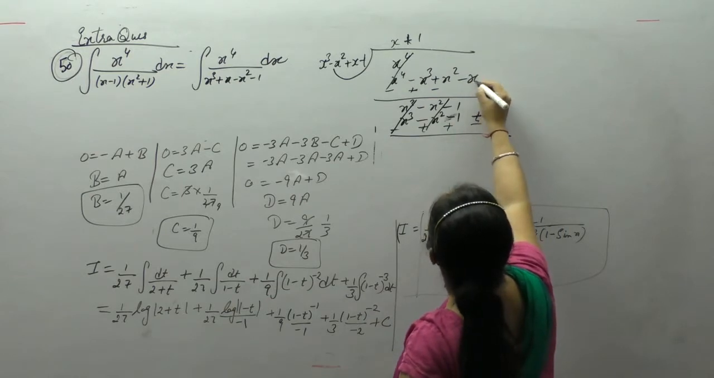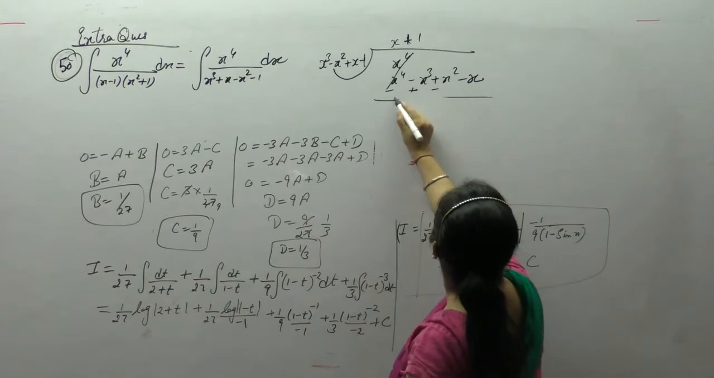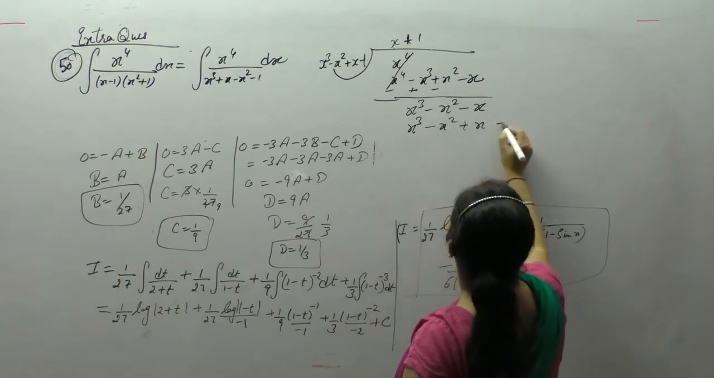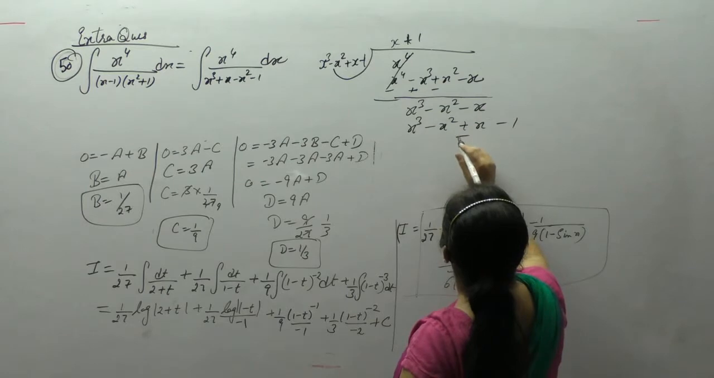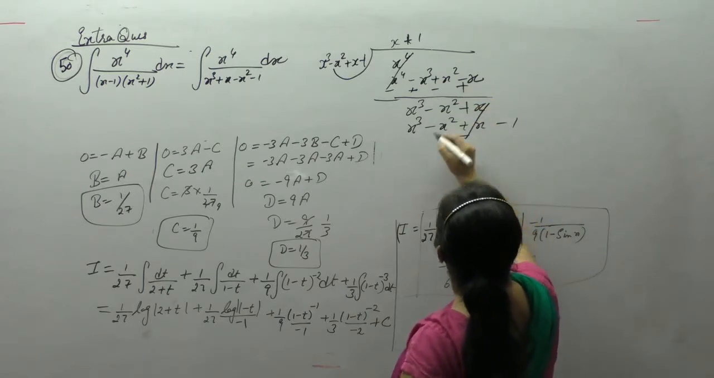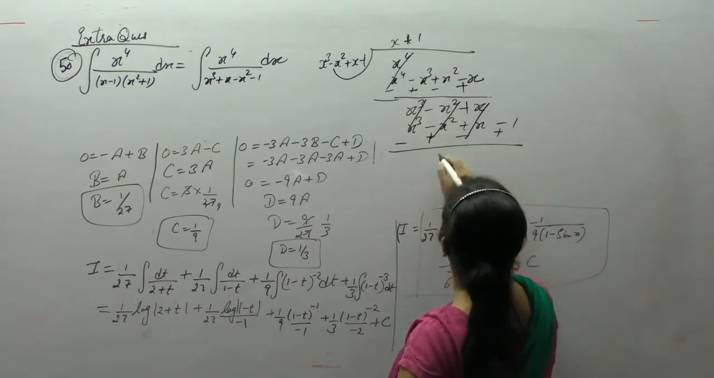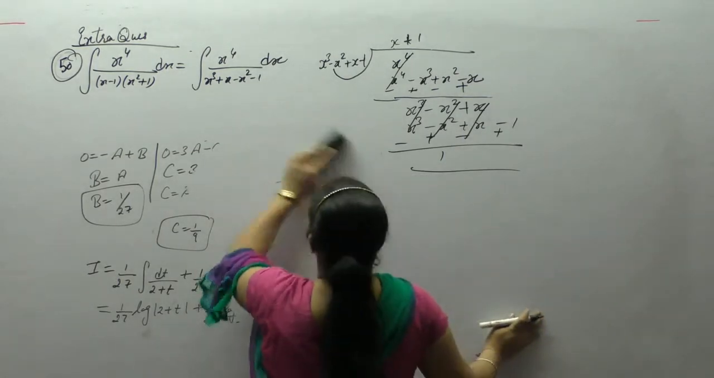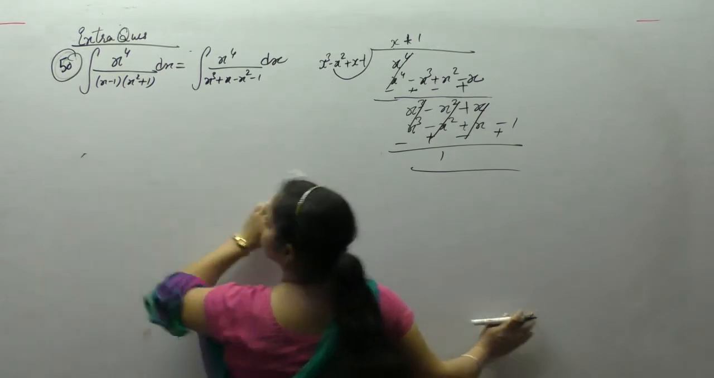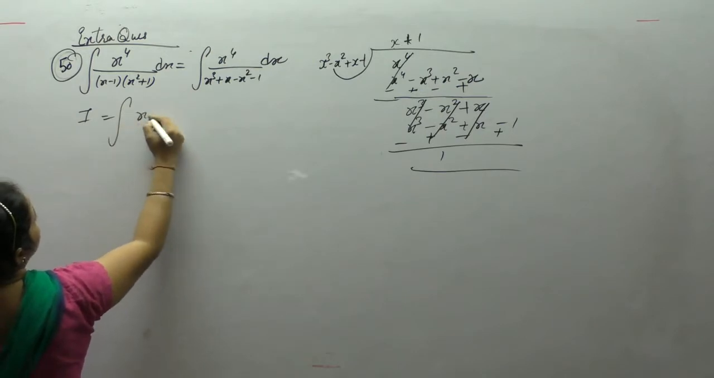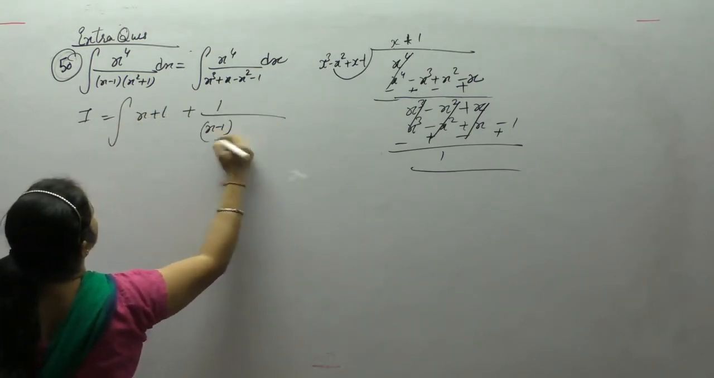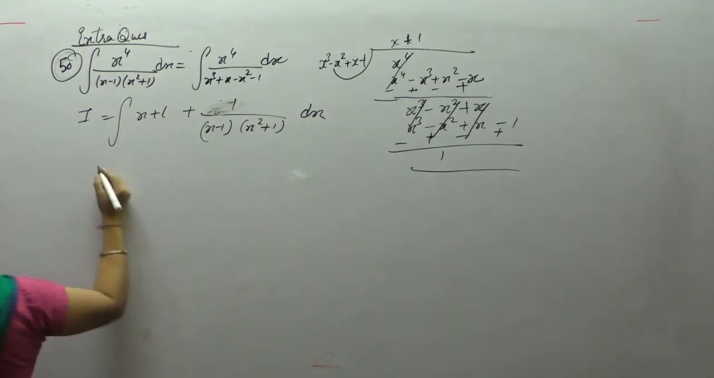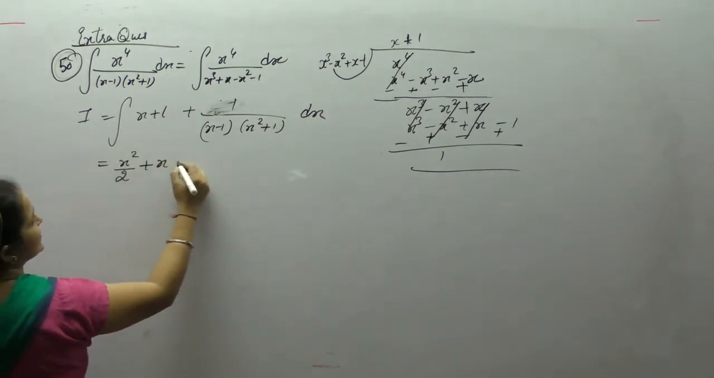Multiply x minus 1 by x, it is minus x. X cube minus x square minus x. 1 into x cube, 1 into x square, 1 into x. Integral of x plus 1 plus 1 upon x minus 1 x square plus 1. Integral of x is x square by 2, 1 is x. Let it be I1.